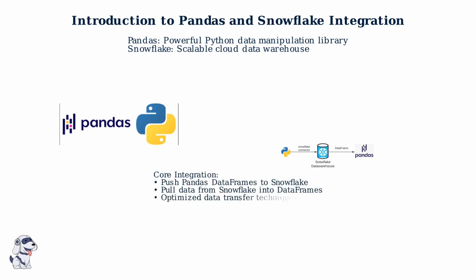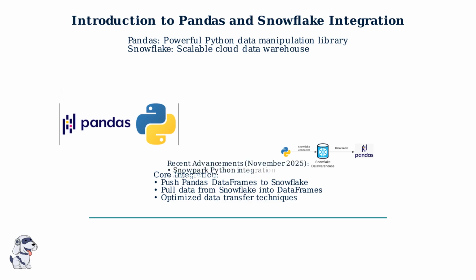The integration focuses on optimized data transfer techniques, including automatic data type mapping, parallel processing for large data sets, and secure authentication methods. Recent advancements in November 2025 include enhanced Snowpark for Python, faster data frame uploads with reduced latency, and support for hybrid executions that minimize data movement and costs.